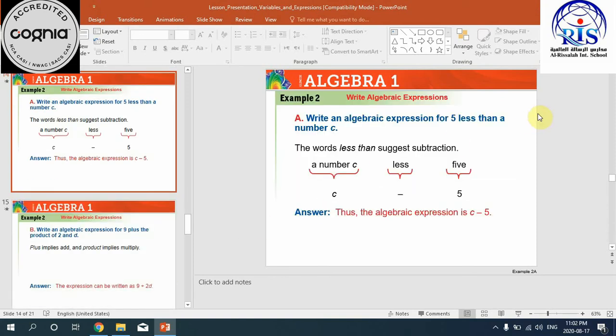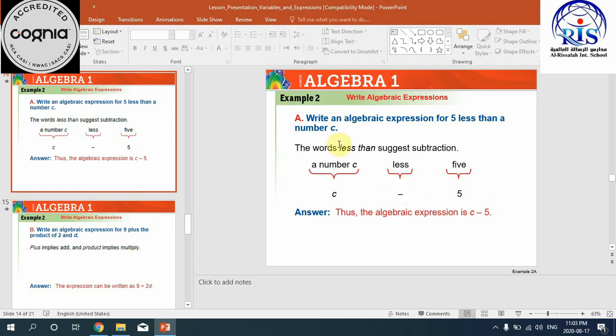Now I am going to write algebraic expressions from verbal expressions. Write an algebraic expression for 5 less than number c. Of course, here I have a verbal expression. I have to pay attention that the words less than suggest subtraction. Number c is the variable, c minus 5.